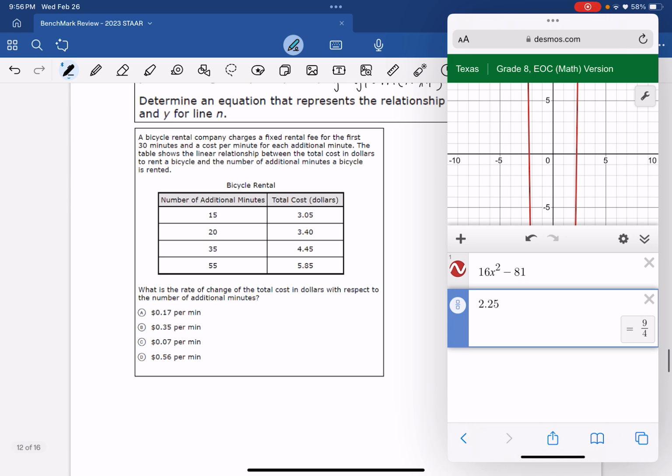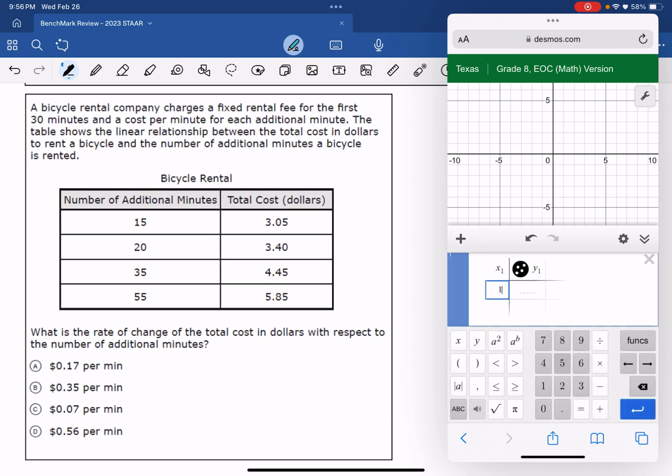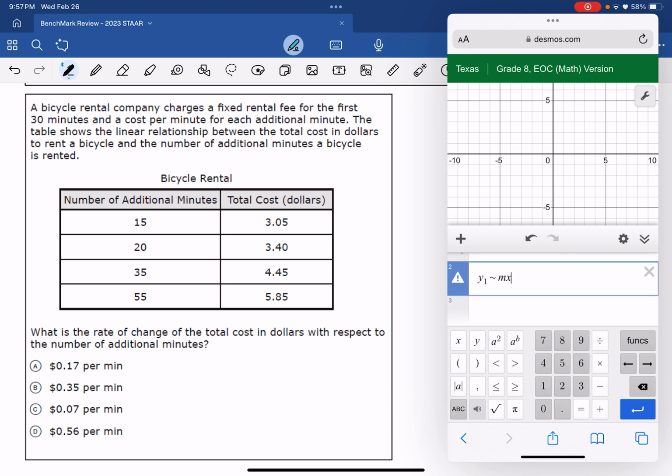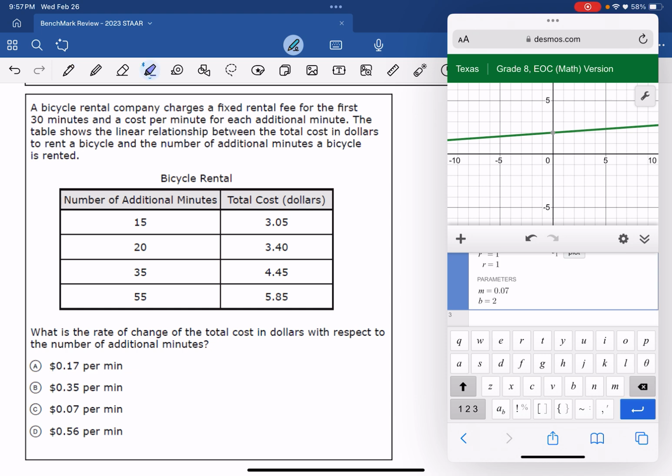This one is a Desmos one because it's a table. So we put that table in: 15, 20, 35, 55, and 3.05, 3.40, 4.45, 5.85. You put in your special equation, and it's asking for the rate of change. Remember, rate of change, guys, is slope. So what is the slope? Well, it's the m value, which is 0.07. So C is our answer here.